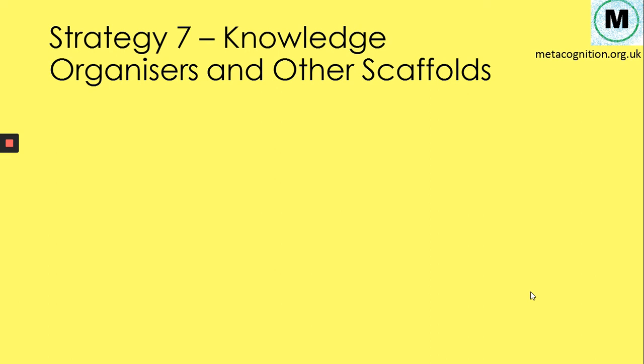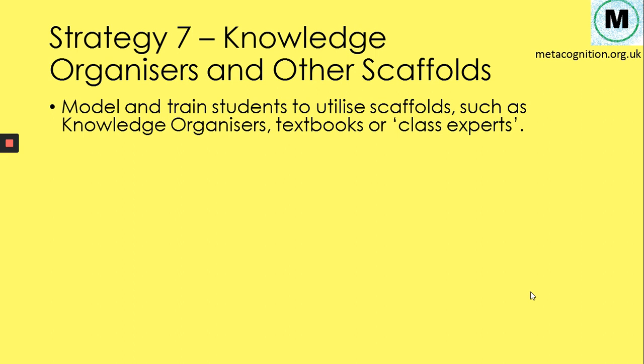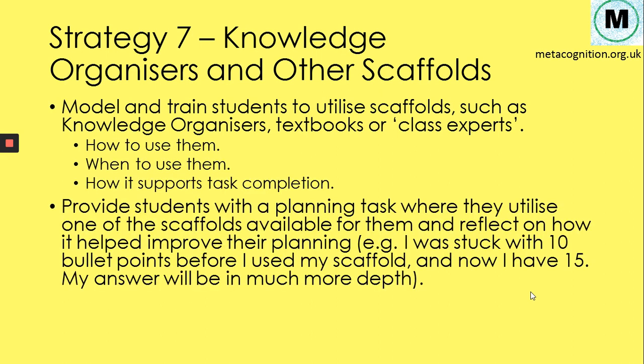Strategy 7 is the use of knowledge organisers and other scaffolds. This is something I'm quite big on. We need to model and train students to use these scaffolds we give them. There is little point giving students a scaffold without explaining how to use it, why we're using it, and how it actually helps. Very often we provide a scaffold, presume that a student will know how to use it, and presume that they know why they're using it. But it's very good practice to explain to a student, we're using this scaffold because it will help us, and really go through those justifications.